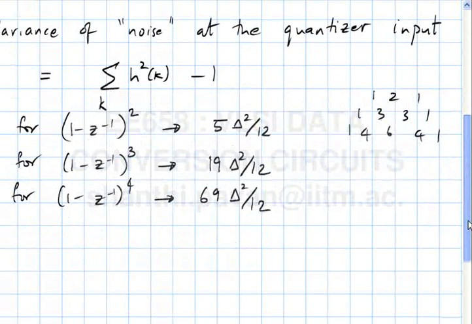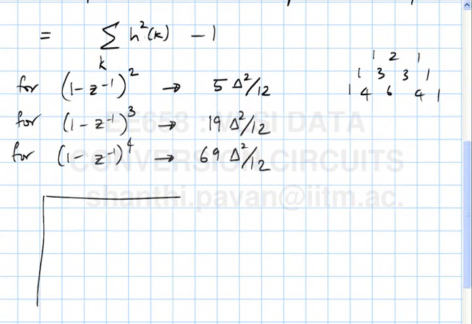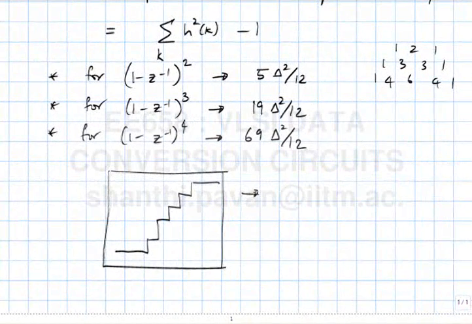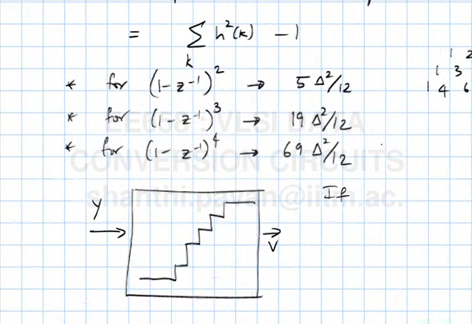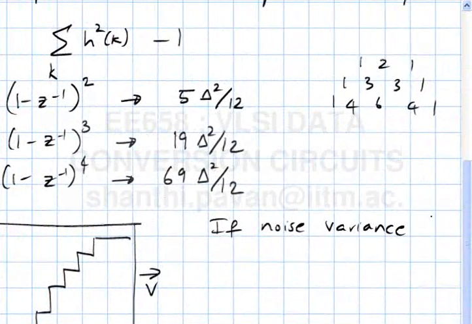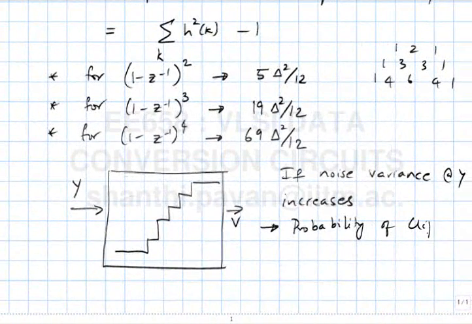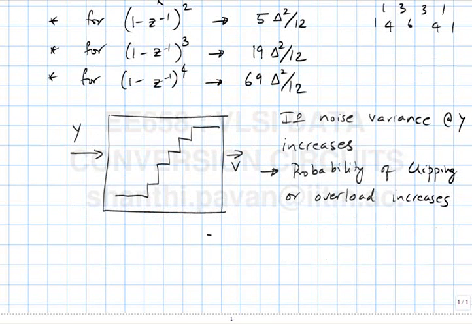Modeling our saturating quantizer by a linear approximation, we saw the following: if the noise waveform variance increases, then what do you think will happen to the probability that the quantizer will clip? Increases or decreases? Increases, right? So if noise variance at y increases, probability of clipping or overload increases, which means what?